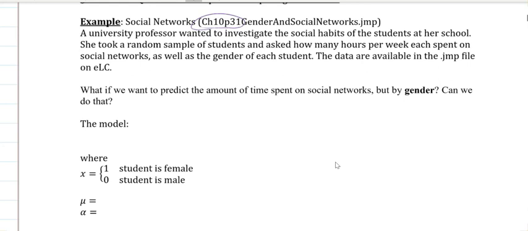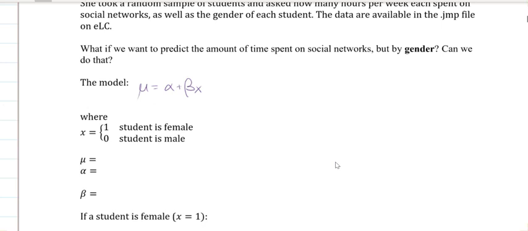And so if we were doing this using a regression model, that model would be mu equals alpha plus beta x, where x is an indicator variable, and we could define that to be 1 for females and 0 for males. And then we would have to define our separate parameters, where mu, as before, is the true mean response, where in this case the response is time spent on social networks. And that's conditional, right? So it depends on the value of x. So it's the time spent on social networks for a given x.